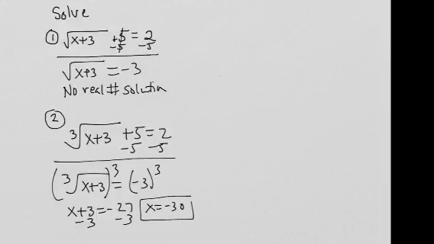Okay, so notice the difference. With cube roots, you could have a negative on the other side because negative 3 to the third power is negative 27, so that number exists. Whereas with the square root, it is not a negative number. Another problem.